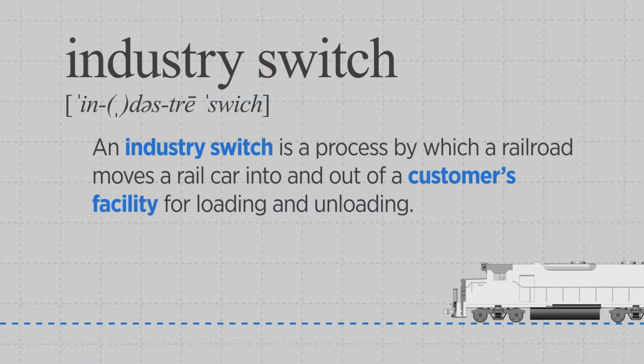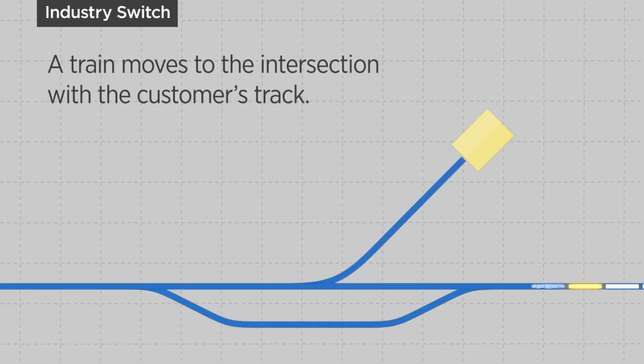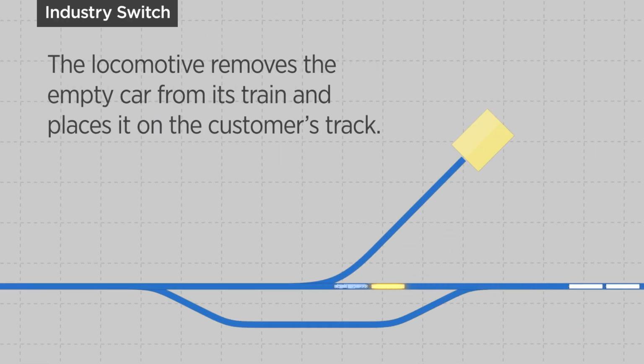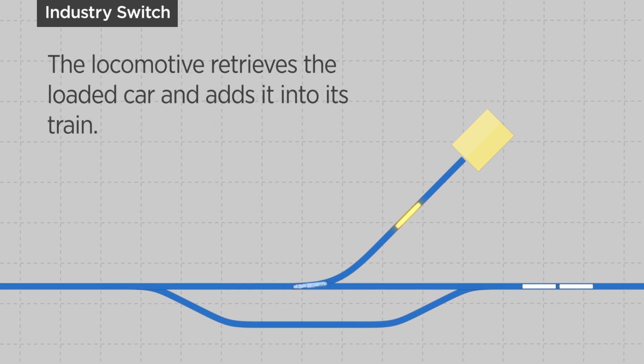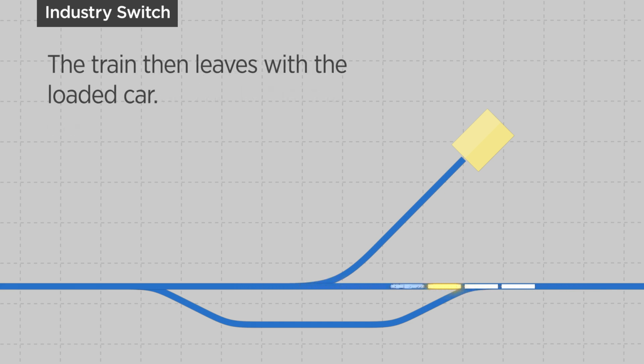An industry switch is a process by which a railroad moves a rail car into and out of a customer's facility for loading and unloading. Take a look. A train moves to the intersection with the customer's track. The locomotive removes the empty car from its train and places it on the customer's track. Several days later, once the car is loaded, a new train moves to the intersection with the customer's track. The locomotive retrieves the loaded car and adds it into its train. The train then leaves with the loaded car.